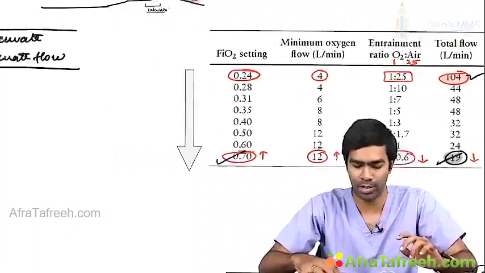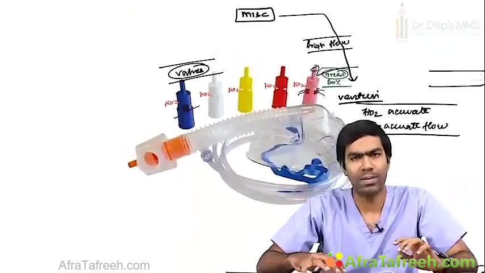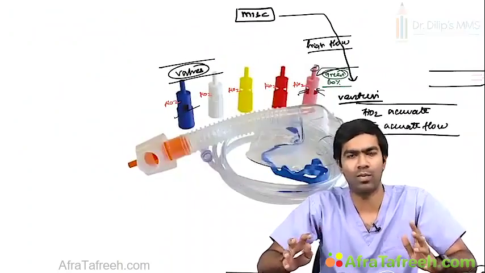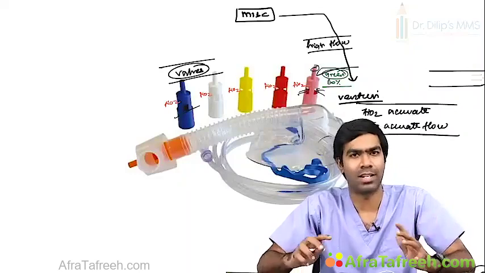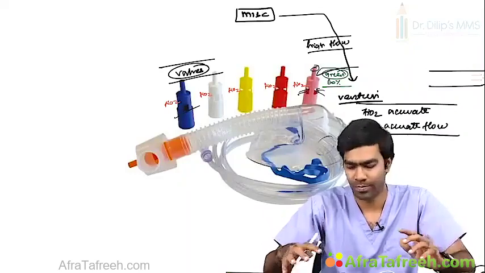So this is a simple Venturi principle. No need to mug up the table. Just understand the principle of what I am trying to tell. Only in COPD patients is it useful, because we have to know exactly what FiO2 we are delivering to them. Apart from that, this Venturi principle doesn't have much application right now. It's getting slowly obsolete.